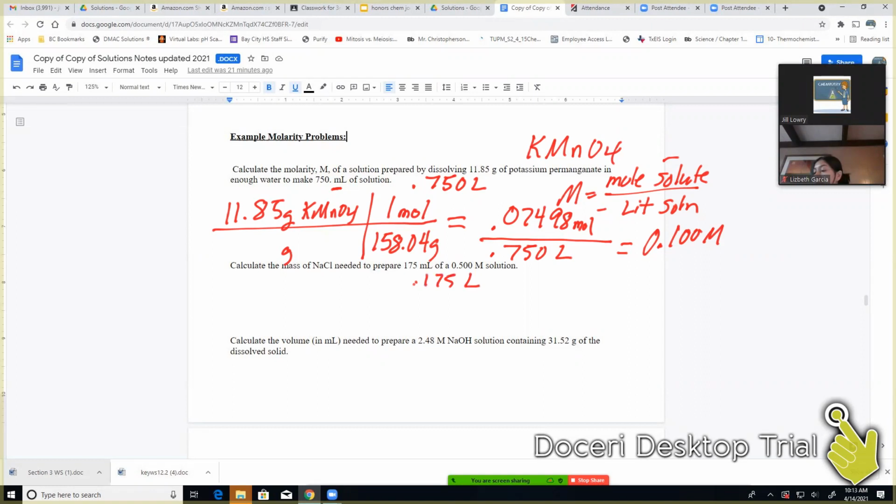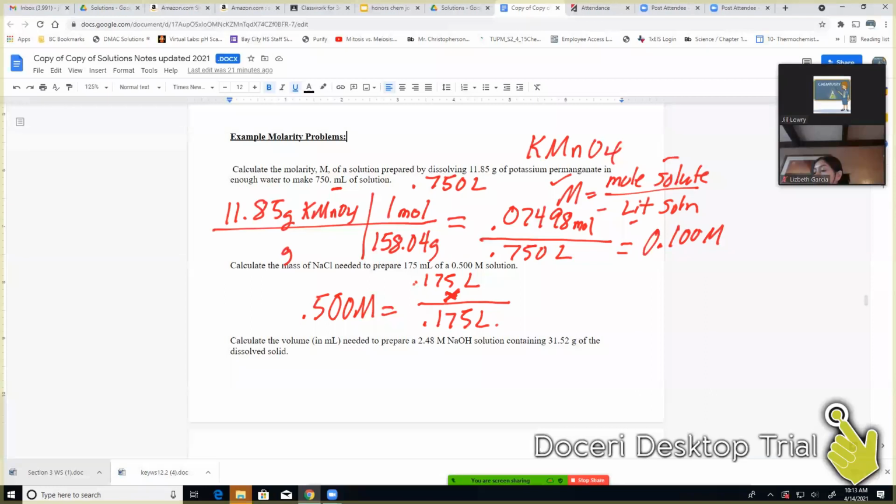So on this one, I already have the molarity. I'm not trying to calculate it. So my formula, I already have the molarity. I have the liters of solution, which was my 0.175 liters. And what I'm trying to find is how many moles of sodium chloride I have. Because then if I find out how many moles I have, I can use the molar mass to get it to grams. So this is one of your little bits of algebra.